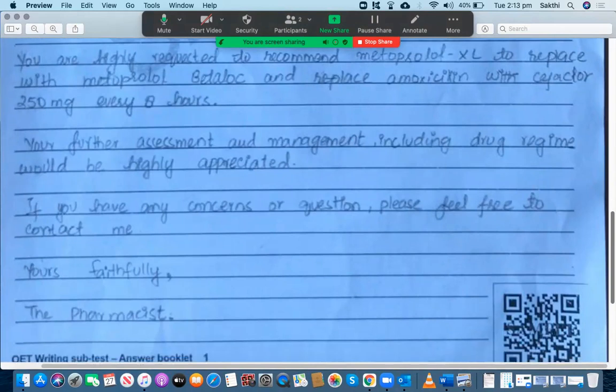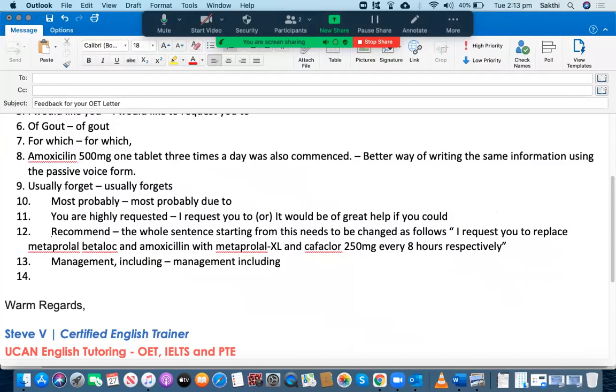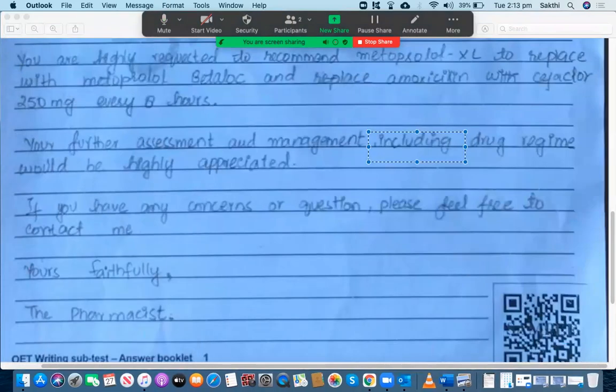Your further assessment and management, including... why did you place a comma? Is there a comma here before "including"? That's wrong. Management, comma, including. That's wrong. So what you should have done is "management, including" without any comma. Including drug regime would be highly appreciated. Okay, your further assessment and management, including drug regime, would be highly appreciated.